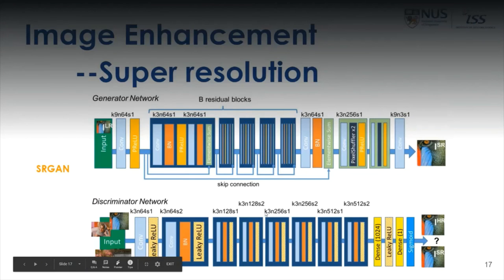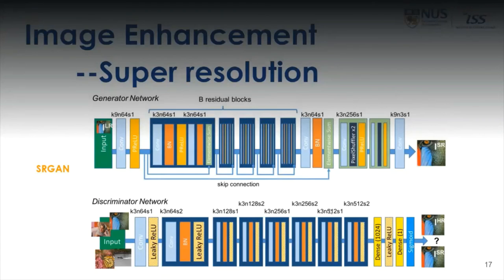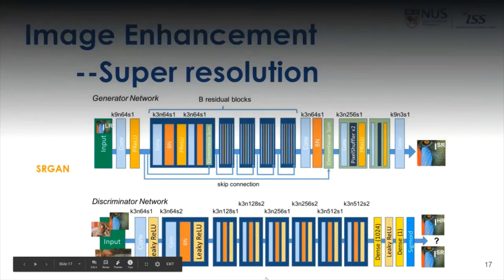The last one is the super resolution. GAN is applied here to do the super resolution. Here we train two networks. One is the generator network. The generator will try to generate a high resolution image from a low resolution image as realistic as possible. The other one is the discriminator network. The discriminator will try to judge whether the input is a generated image or a real image.